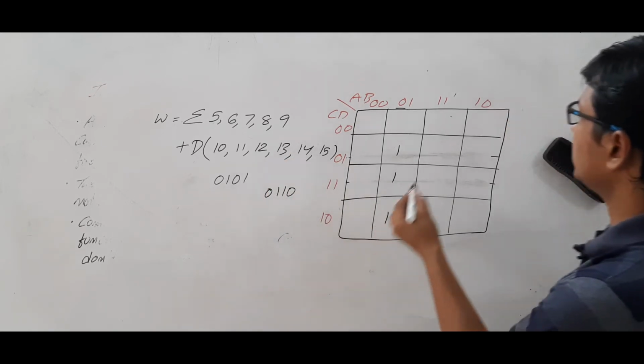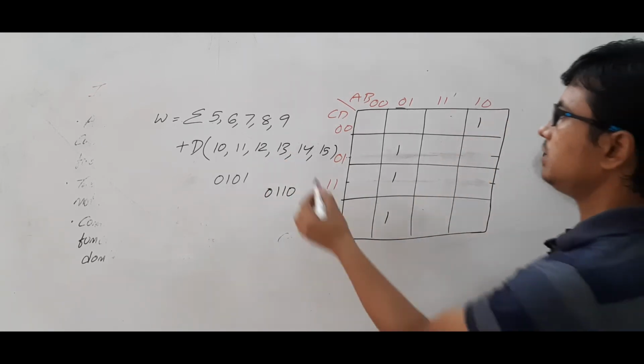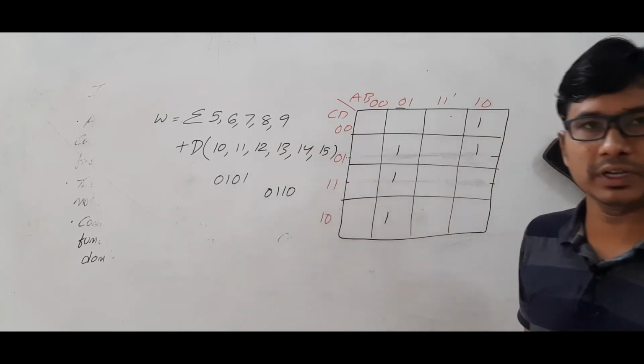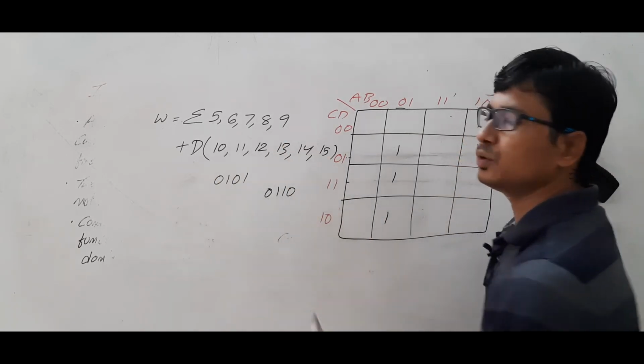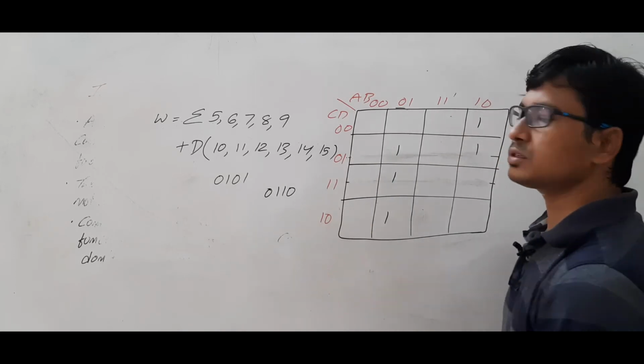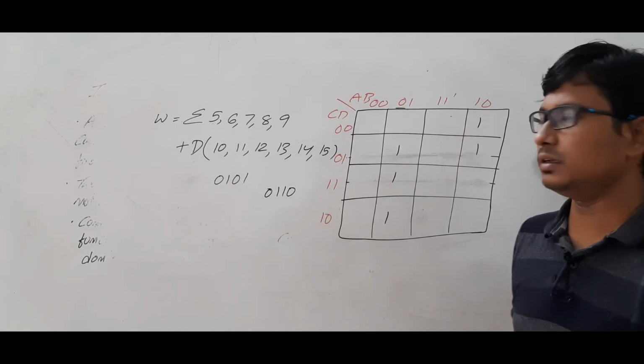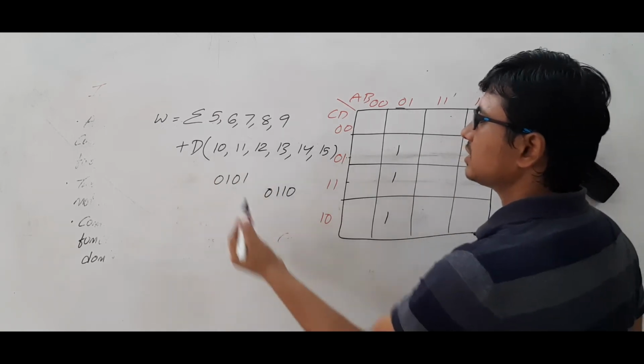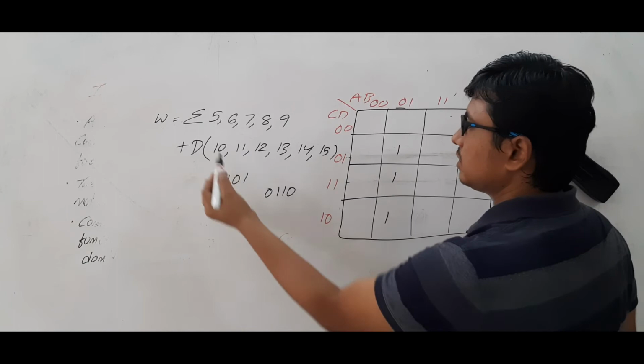Then 8 is 1, 0, 0, 0 here. 9 is 1, 0, 0, 1. So all the min terms I have placed. Now let me place the don't cares also. The don't cares, how will I keep them? With the symbol called D, or the symbol called X, it is your wish. Suppose I am representing the D value here.